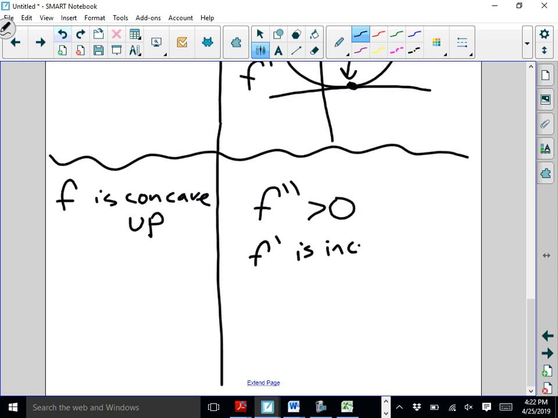Okay. So look for that f prime graph to be increasing. That's where f is going to be concave up. Lastly, it's helpful to know what concave up looks like on an f graph. F is smiling. That's concave up.